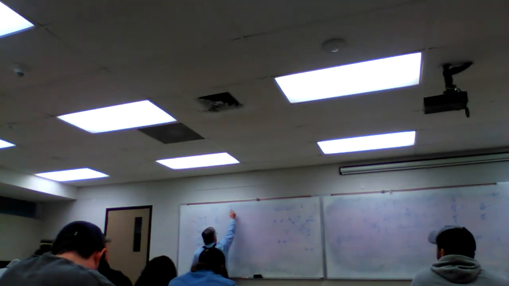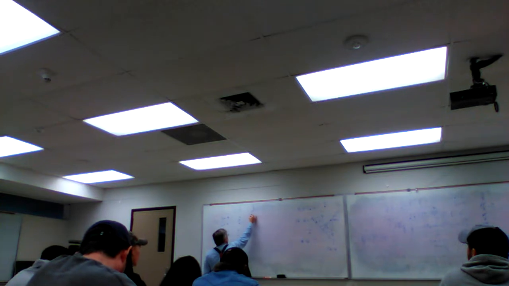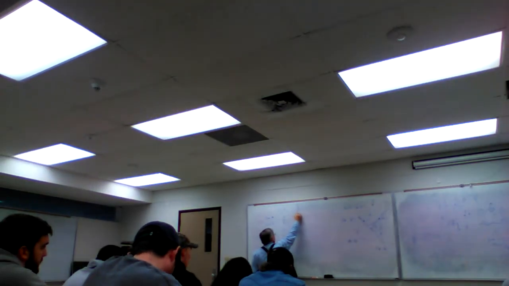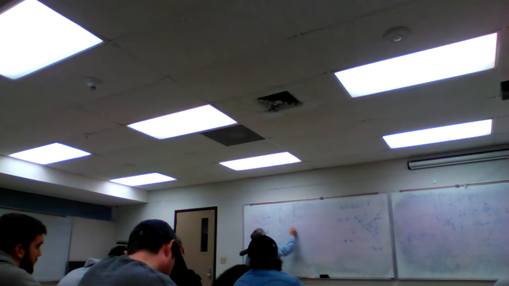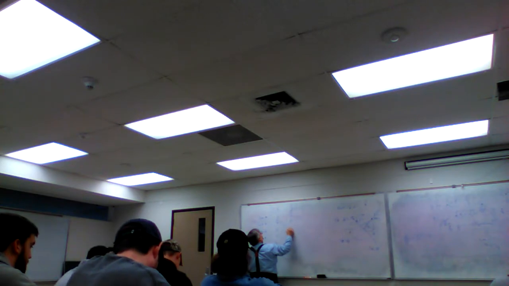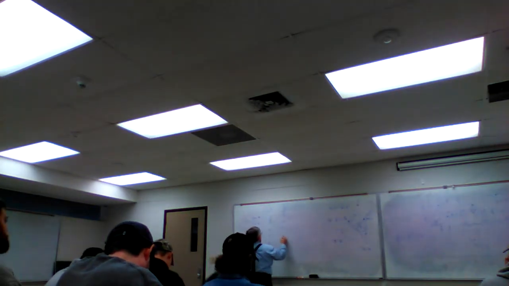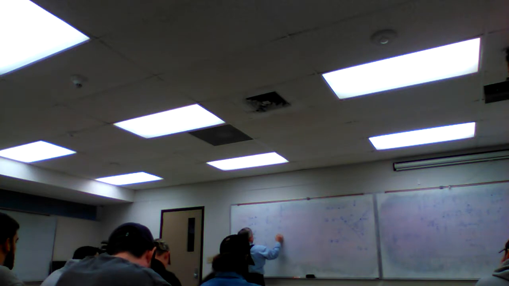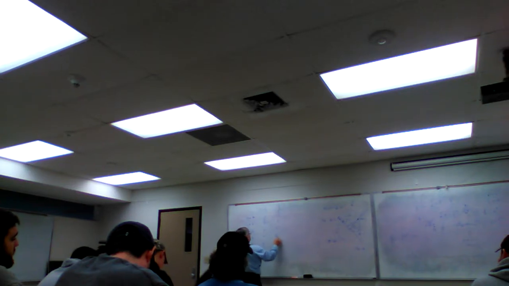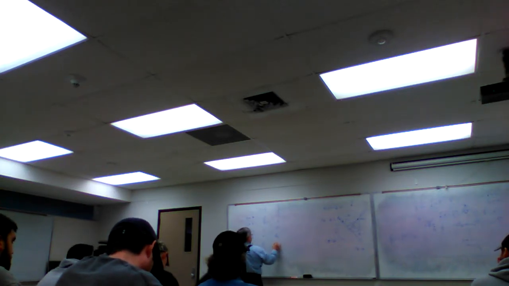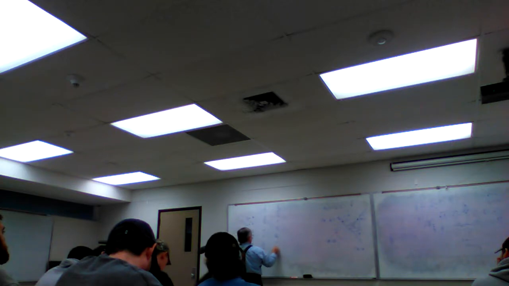Repeat it for pi over 3. Now what's the sine? And the cosine? 1/2. Tangent? Square root of 3. The cosecant? 2 over the square root of 3. The secant? And the cotangent? 1 over the square root of 3.